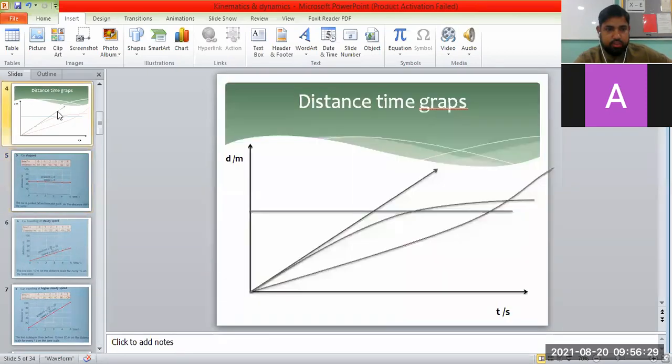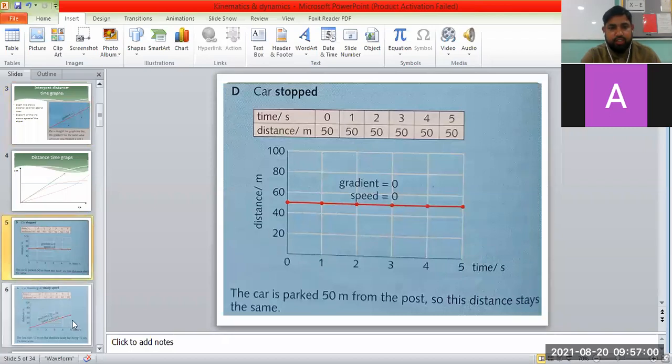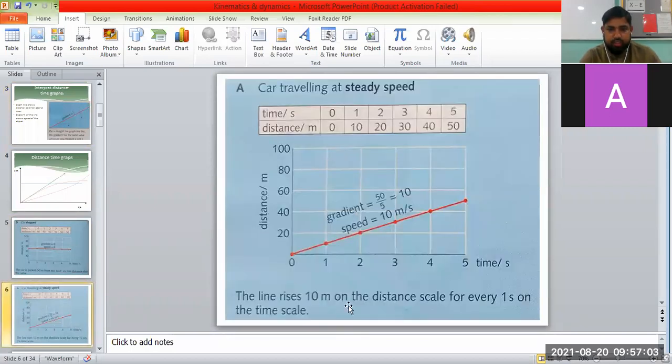Let me tell you this thing also, repeating it. What does the gradient of a distance-time graph tell? Gradient is rise over run, change in y upon change in x. On the y-axis we have distance, on the x-axis we have time. So what will the gradient tell in a distance-time graph? The gradient will tell us change in distance upon change in time.